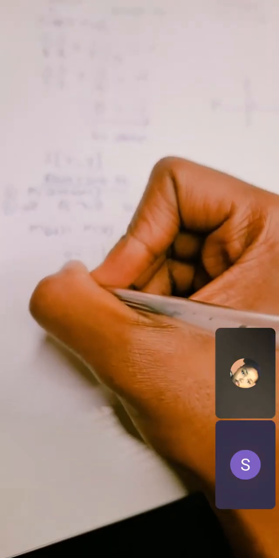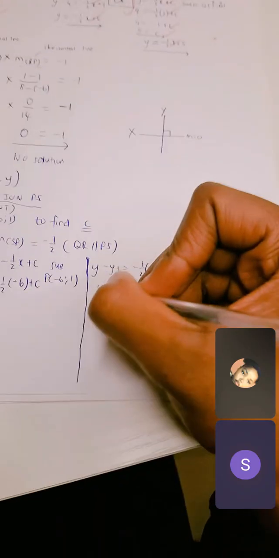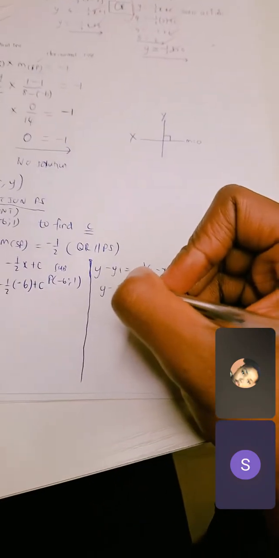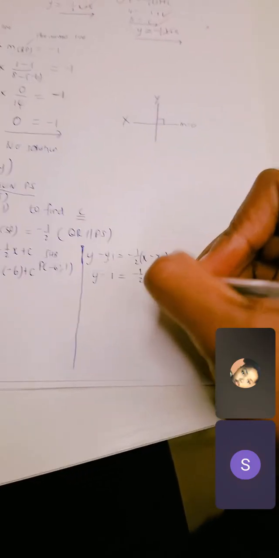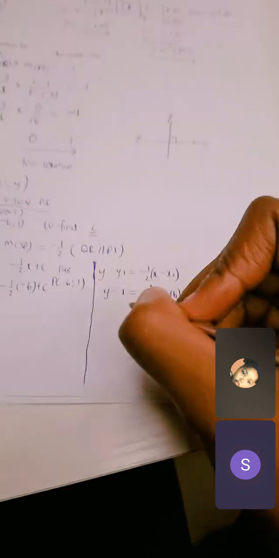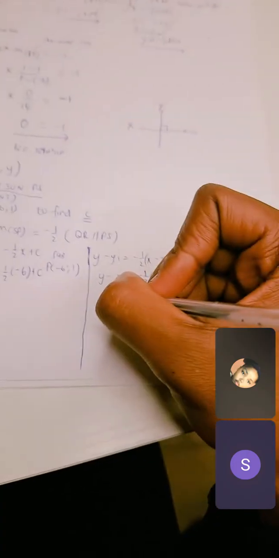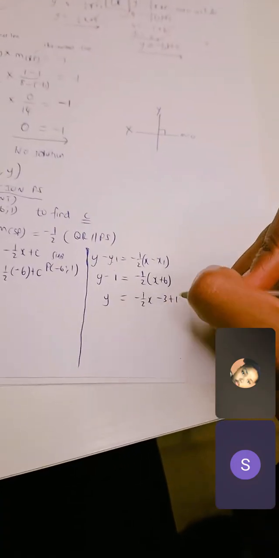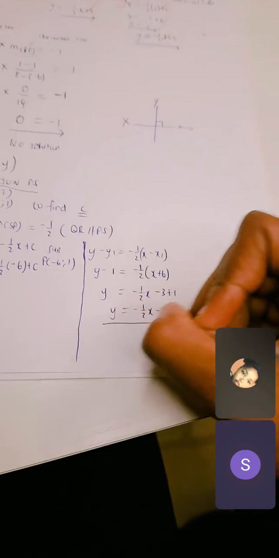So we can go ahead now, y is equal to -half. In the place of y, we are going to substitute 1. In the place of x, we are going to substitute -6, plus c. Coming to Mr. Senior's method, y minus y1: y minus 1 is equal to -half x minus -6. x minus -6 is x plus 6. Then we do the distribution: -half x minus 3. We take the -1 over plus 1. That gives us -half x minus 2, which is basically the equation.